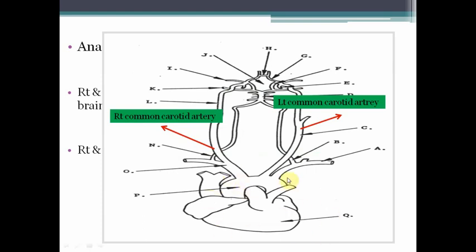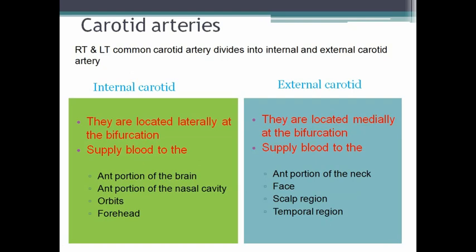this is the heart, this is the aorta, ascending aorta, and this is the descending aorta here. Here you can see this is the right common carotid artery, and this is the left common carotid artery. This is the left vertebral artery, this is the right vertebral artery. Okay, so we'll go with the carotid artery.